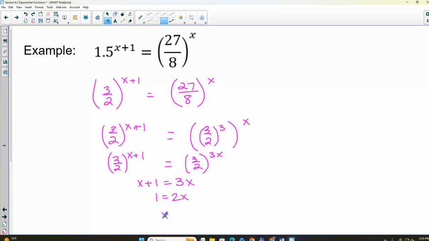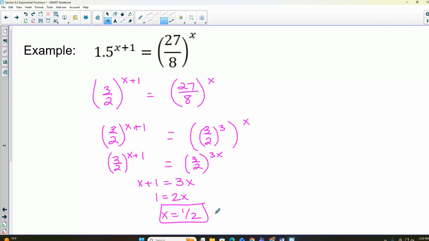We get 1/2. So we can still get a common base with fractions. If you have a decimal, first turn it into a fraction and then try to get your common base from there. All right, those were the equations that we were working on Friday.